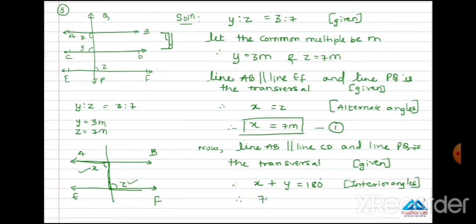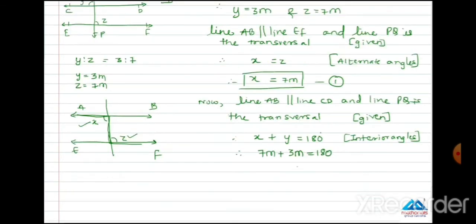X equals 7m as it is, y equals 3m as it is, equals 180. 7m plus 3m, we will get 10m. 10m equals 180. Now number goes to number side. Here it is in multiplication, goes to the other side of equal and becomes division. 180 upon 10, 0 cancels 0. So we will get m equals 18.